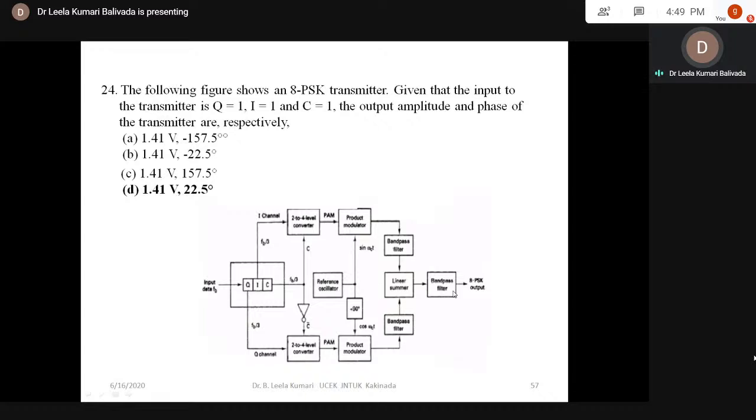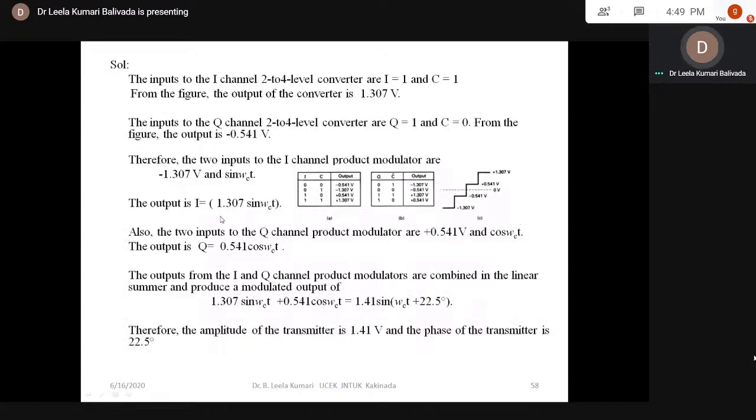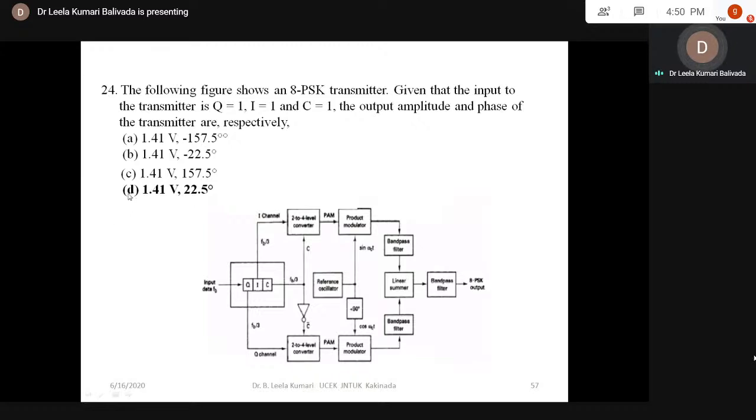Therefore, the output of the product modulator is plus 0.541 cos omega Ct. The output of the linear summer is 1.307 sin omega Ct plus 0.541 cos omega Ct, which is given by 1.41 sin(omega Ct plus 22.5 degrees) upon simplification. Therefore, the amplitude of the transmitter is 1.41 volt and the phase is 22.5 degrees. Therefore, our answer is 1.41, 22.5 degrees, and option D is correct.